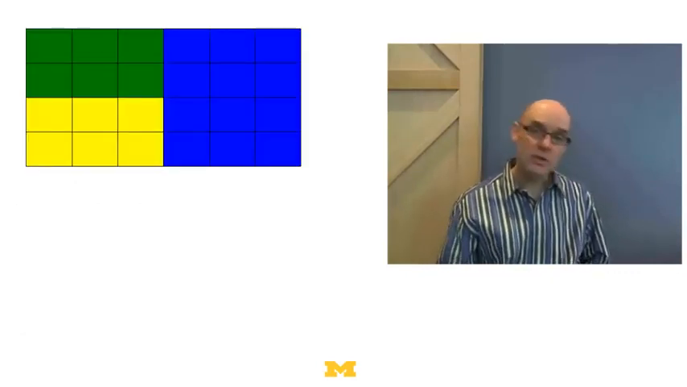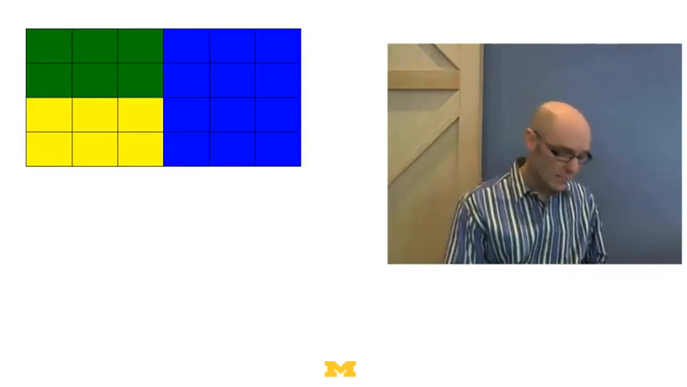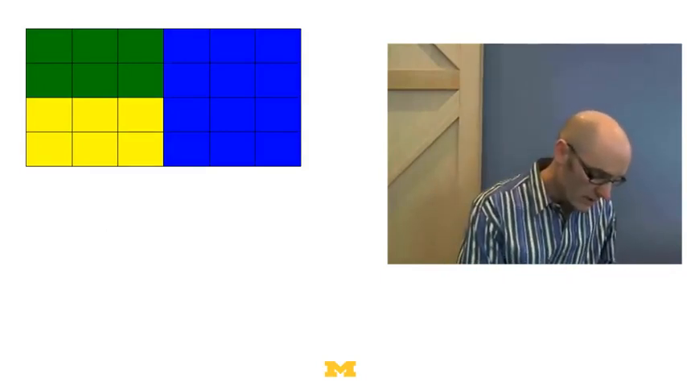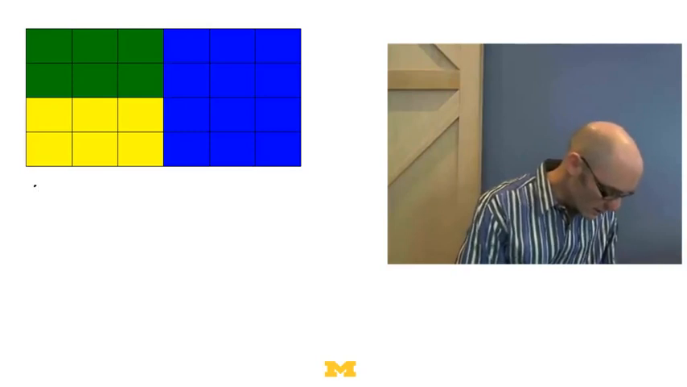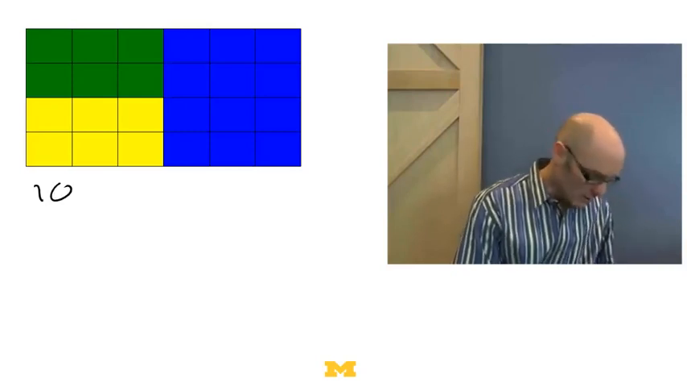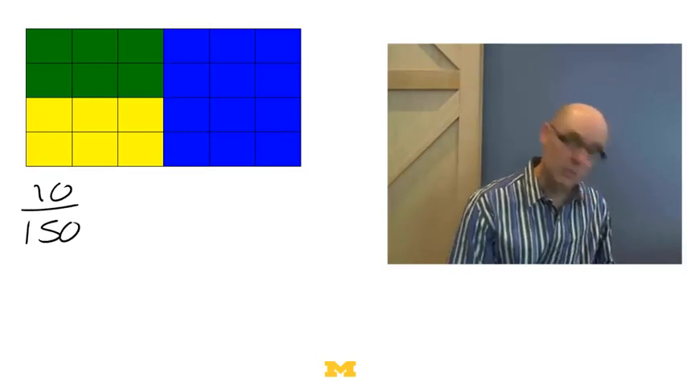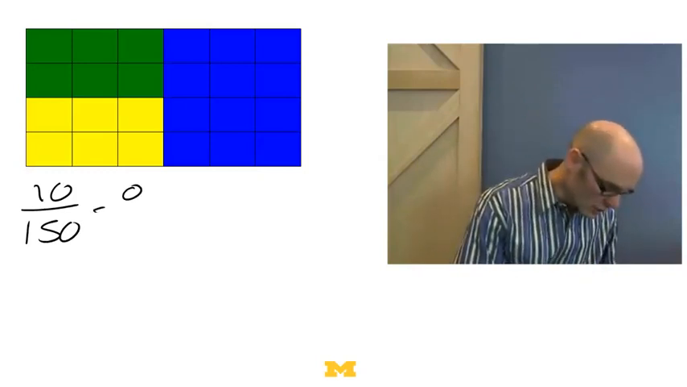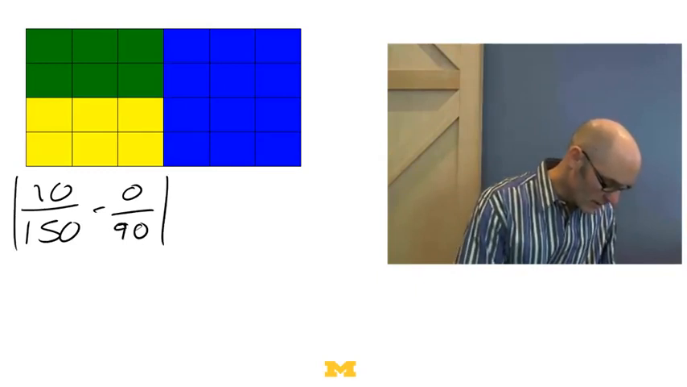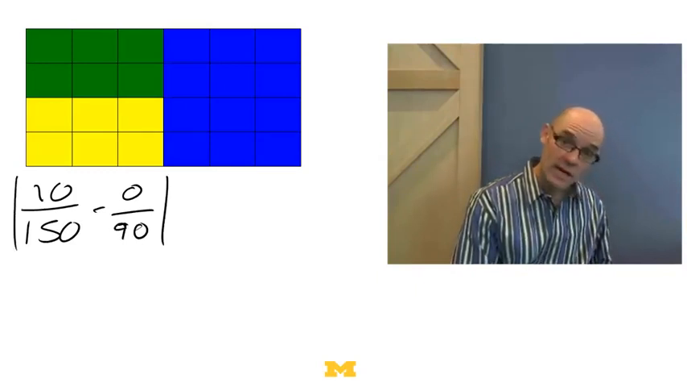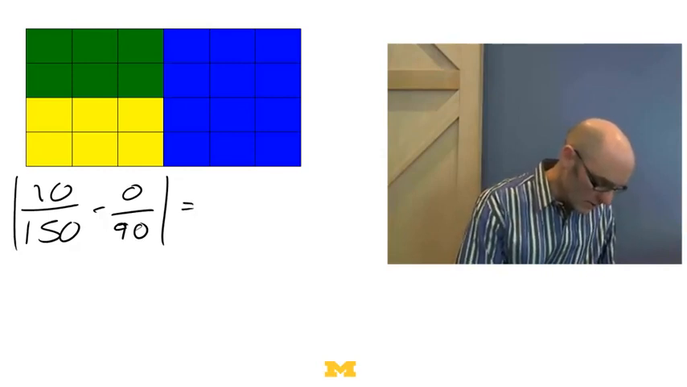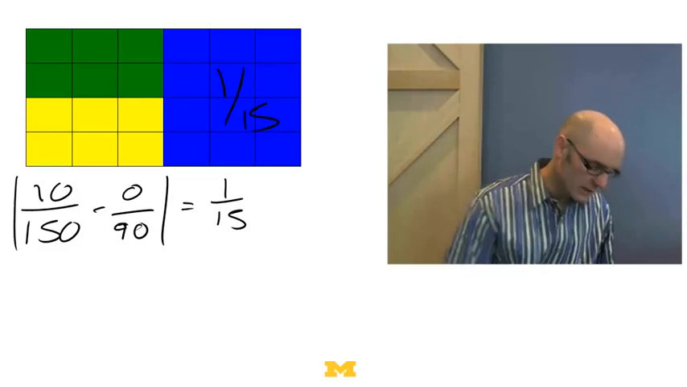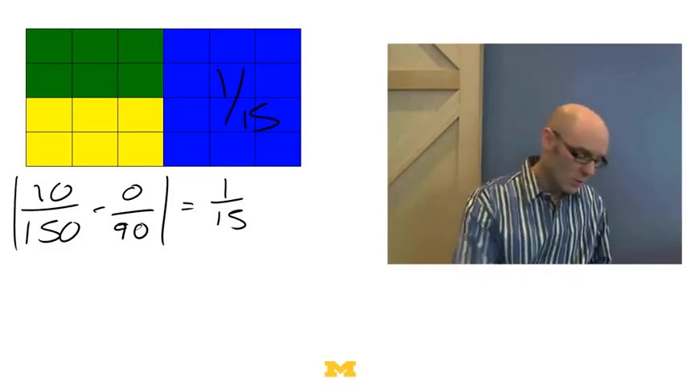So let's look at our particular example. This block right here is all blue, and there are 10 blue people in there. Now there are 150 blue people total, so 10 out of the 150 blue people lie in that block. There are no yellow people, no poor people in that block. So I've got 10 over 150 minus 0 over 90. So that equals 10 over 150. I can get rid of the zeros. It equals 1/15. So in every one of these blocks, my index is going to be 1/15.